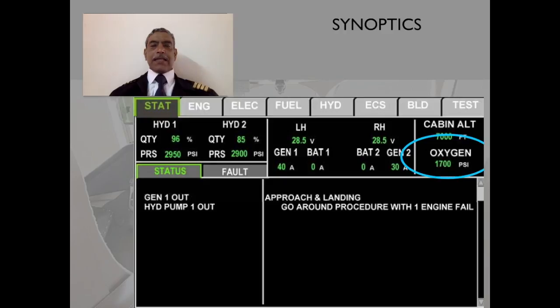Firstly, STAT, the status, the present status of the aircraft. The engine, ELEC, electrical, fuel, hydraulic, ECS, and bleed and test. These are the menus which are available. Once again, using the CCD, you will place the cursor over that menu bar, and giving it a click will take us to the appropriate page of the menu options.